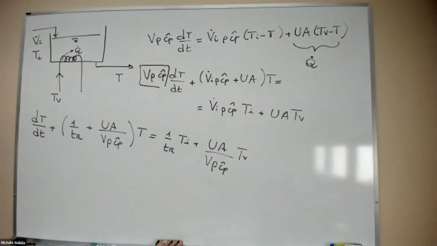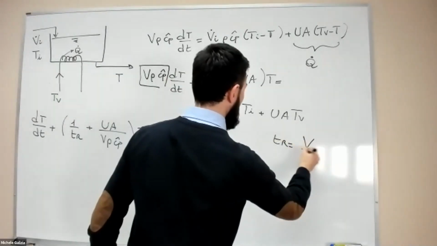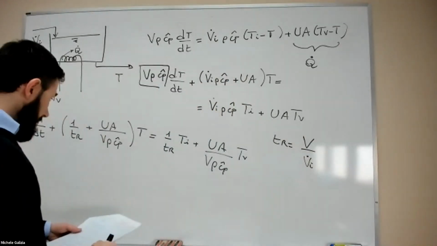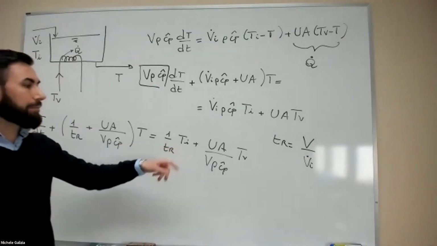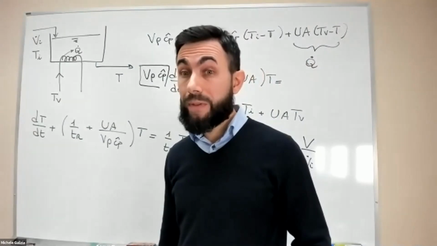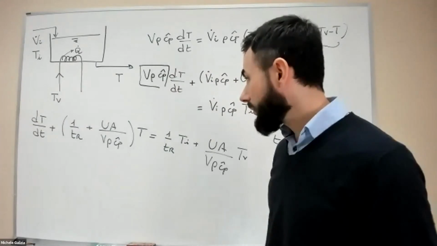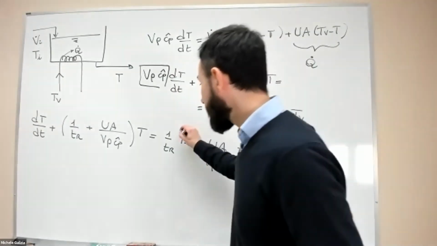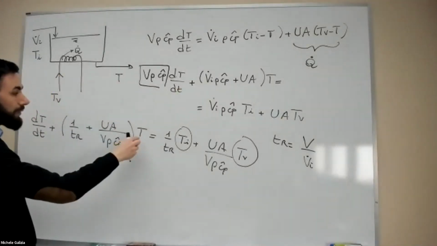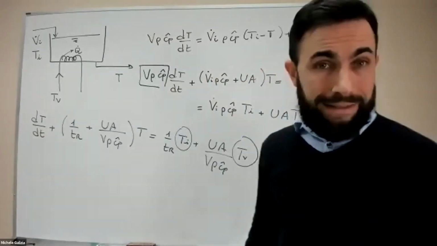Okay, so Tr is clearly V over Vi dot, as usual. Now, who is the input here, guys? How many inputs do we have? Two. Who are the inputs here? Ti and Tv. That's right. Input, input, and the output is T. Just remember that we saw this a few classes ago.